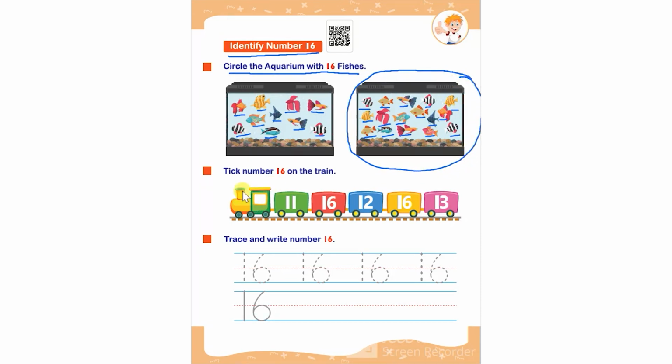After that, it is written over here, tick number 16 on the train. So the child has to put a tick mark on number 16 over here. Trace and write number 16. So over here the child has to trace the number 16 first of all, and after that they have to write it in the space given below on their own.